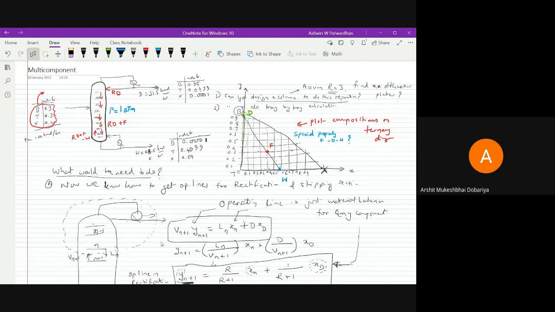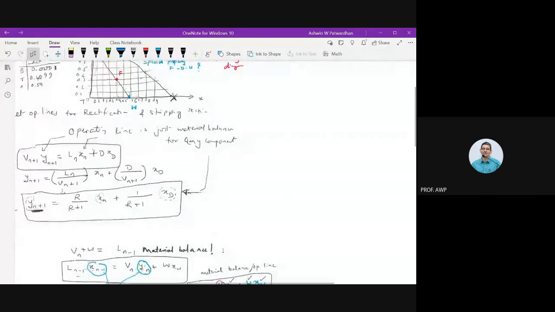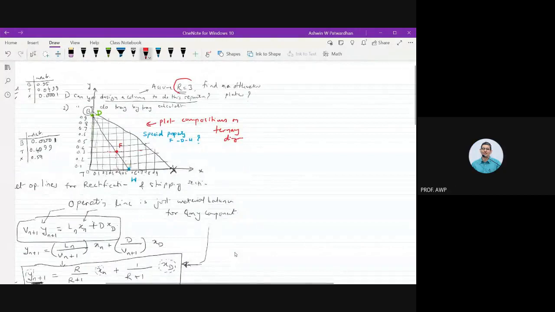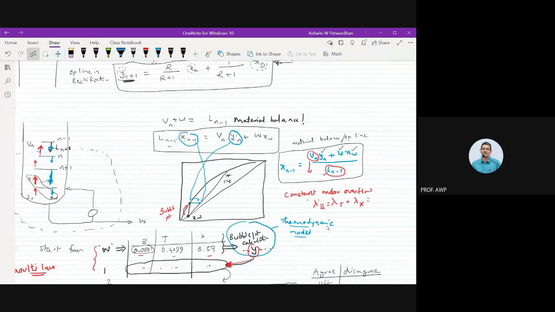Let's say what reflux ratio have we taken? Three. Yes, okay, let's assume reflux ratio is 3. So calculate D, calculate L, calculate V. This is in the rectification section. We are going from bottom to top, so these L and V are in the stripping section. Calculate what is L in the stripping section, liquid going down, and what is V in the stripping section going up.